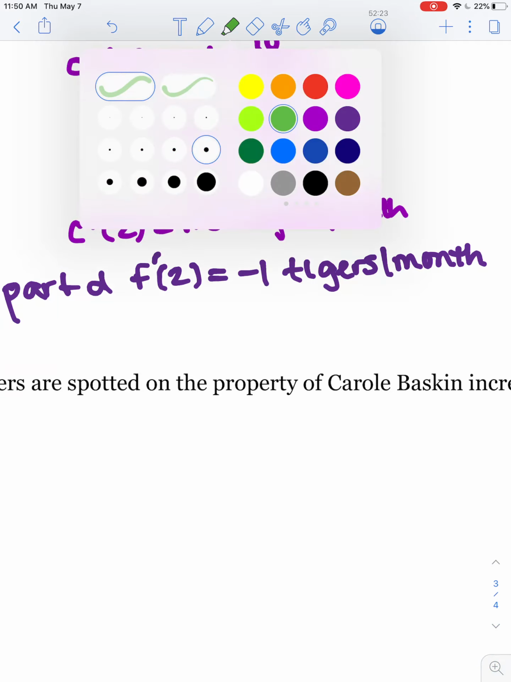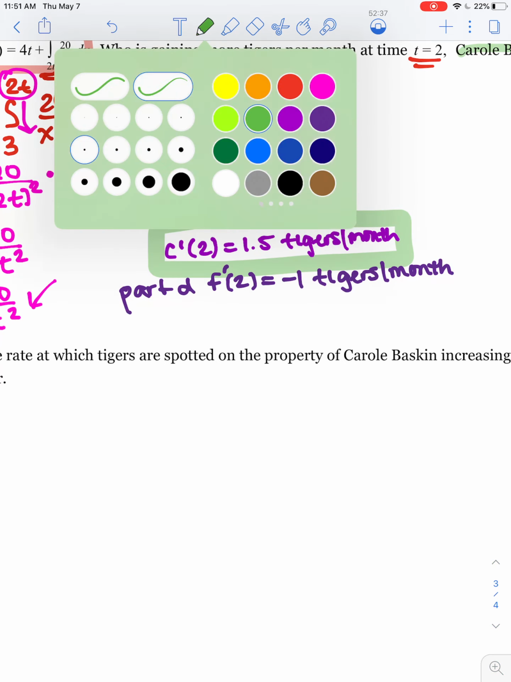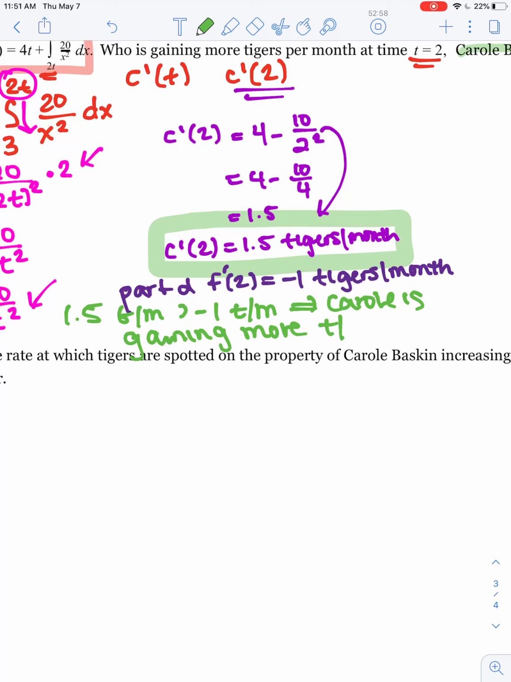And we can see pretty quickly that because Carol Baskin's rate is positive, right, she is gaining more tigers per month at t equals 2. So a nice way to conclude this would be to say that 1.5 tigers per month is greater than -1 tiger per month, which implies that Carol is gaining more tigers per month at time t equals 2.